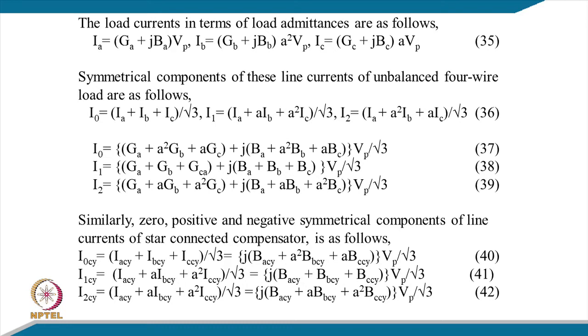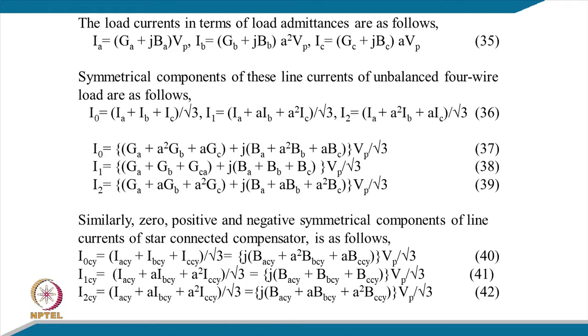These can be unbalanced reactive currents or non-unity power factor currents, but we are considering here a typically sinusoidal balanced supply voltage. The symmetrical components of these line currents of the unbalanced 4-wire load are as follows. The zero sequence current I0 is equal to (IA plus IB plus IC) by root 3, the positive sequence current I1 is (IA plus a IB plus a square IC) divided by root 3, and the negative sequence current I2 is (IA plus a square IB plus a IC) divided by root 3.